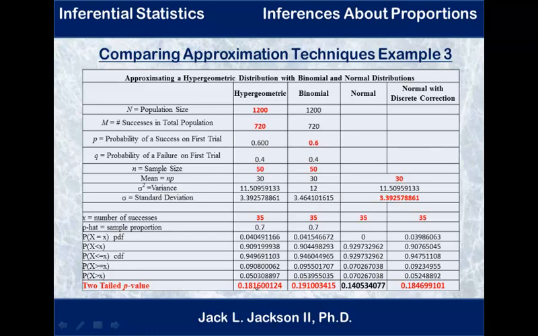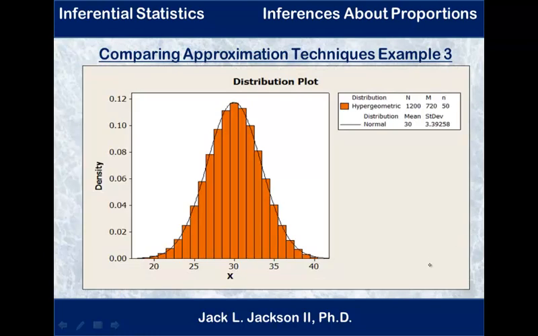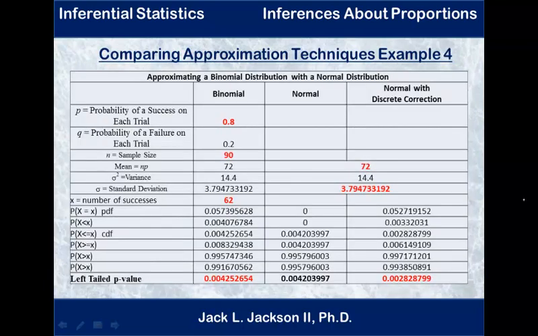0.182 for the hypergeometric is the actual. The normal is 0.185. Pretty close. 0.191 for the binomial. And here is the normal plot on top of the true hypergeometric. Pretty close. So this would be one where a normal distribution would be a pretty decent approximation.